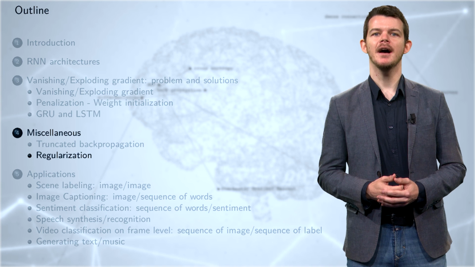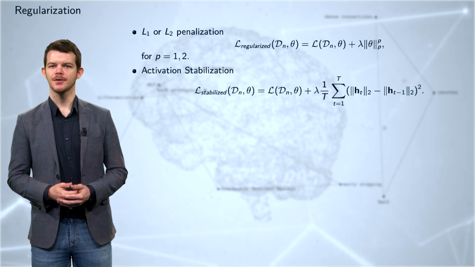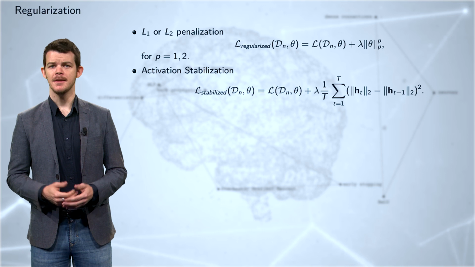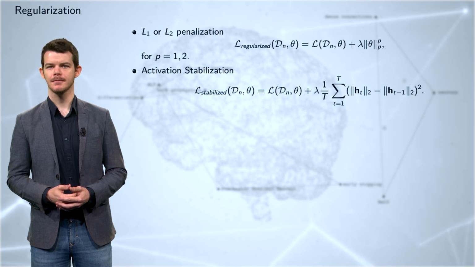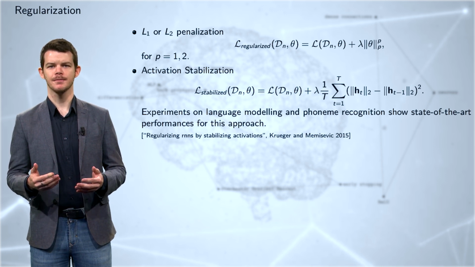Finally, you can also add regularization to improve the generalization capacity of RNN. As for classical neural networks, you can use L1 or L2 penalization. You can also enforce the network stability by considering a loss which computes the difference in L2 norm between a hidden state and the previous one. This enforces the norm of the hidden states to be similar, therefore preventing vanishing or exploding hidden states. Experiments on language modeling and phoneme recognition show state-of-the-art performances for this approach.